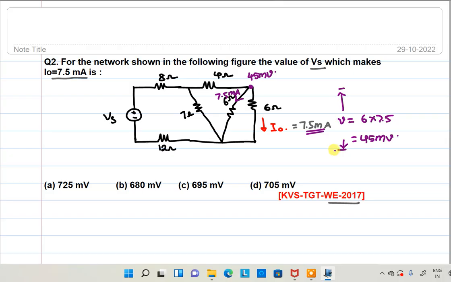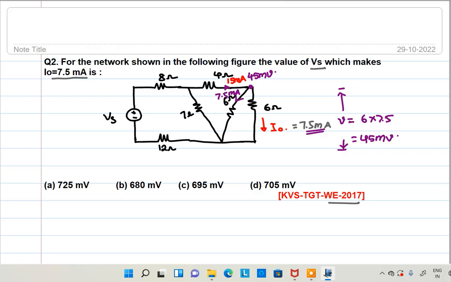Once again I will repeat. By the inspection method, this resistance is 6 ohm, this resistance is 6 ohm, and the voltage across this one is 45 millivolt. It is a parallel, right? Here also 45 millivolt, definitely the current is the same. Here 7.5, here also 7.5. So according to KCL, incoming current is equal to outgoing. These two are outgoing. What is the incoming current here? The incoming current here is 7.5 plus 7.5, that is 15 milliamperes.